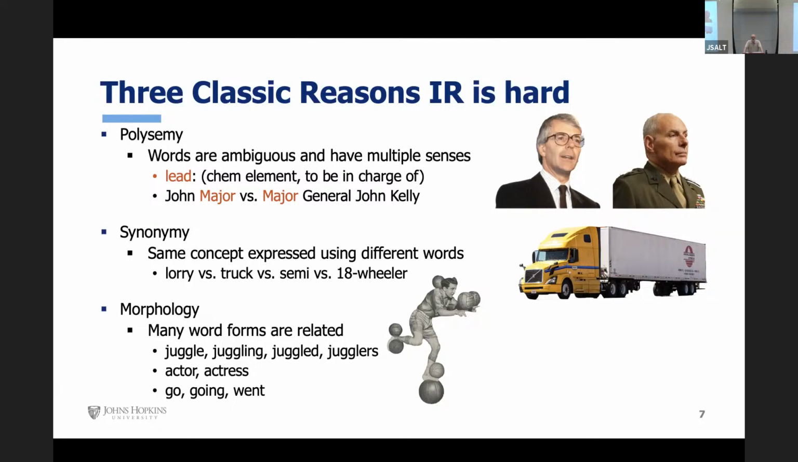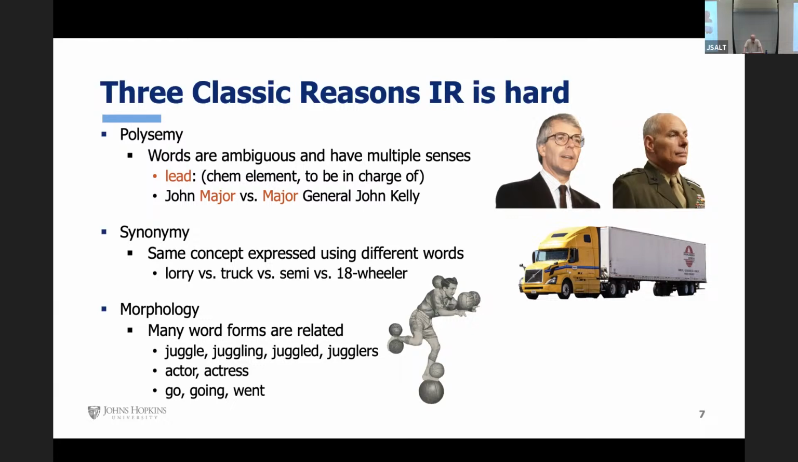Second is synonymy. So you have different words that mean the same thing. And if you put in a query about a truck, and there happen to be documents about lorries, you probably would like to get those back, even though you didn't say lorry.